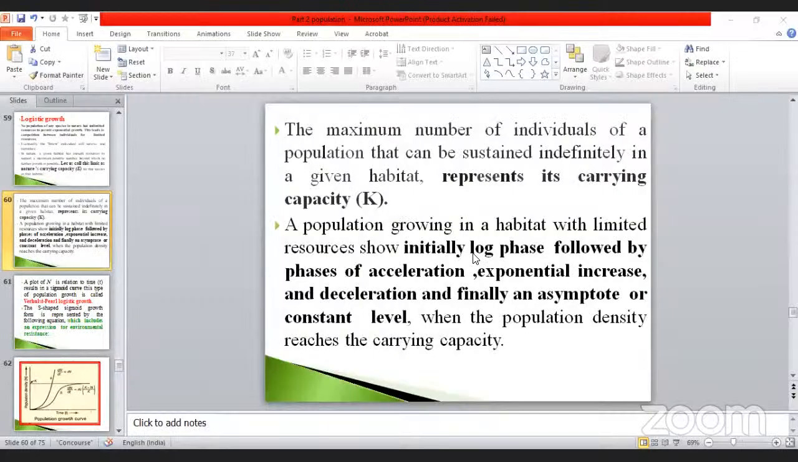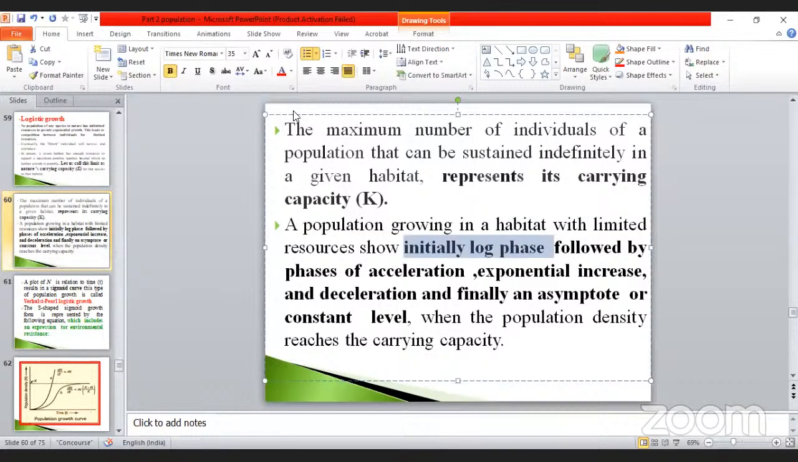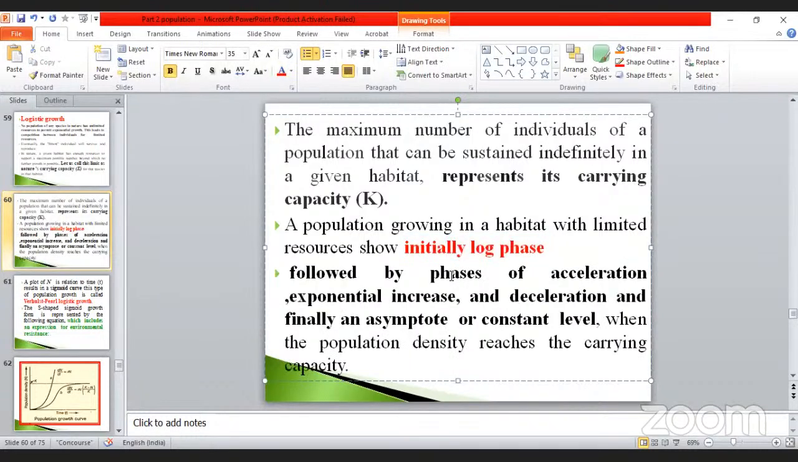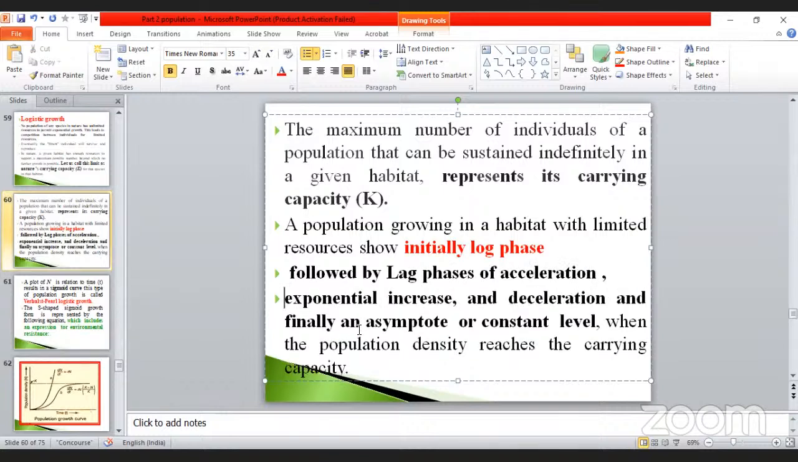See here. The initial log phase followed by the lag phase. This portion is called the initial log phase. Followed by which one, there is a lag phase. Lag phase, otherwise called the acceleration phase. Okay. Third one is the exponential phase.